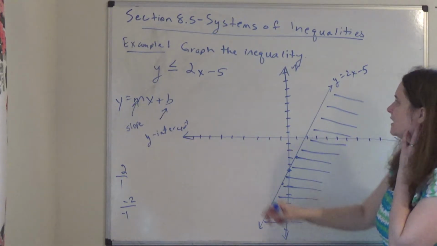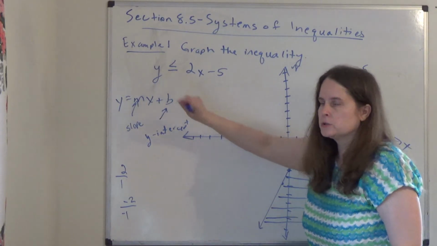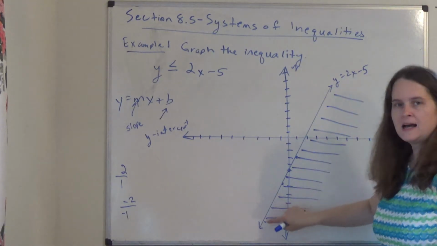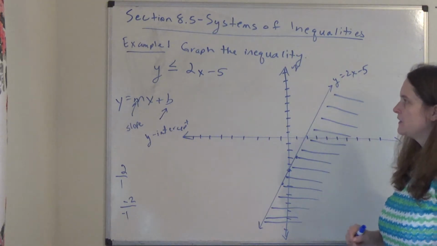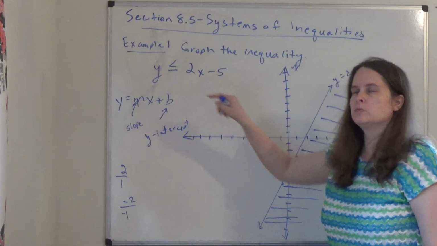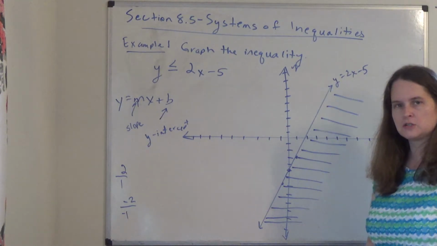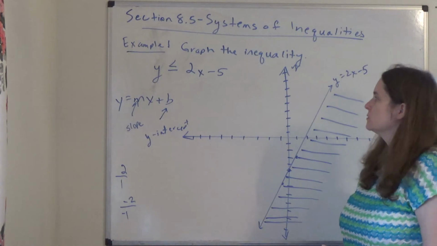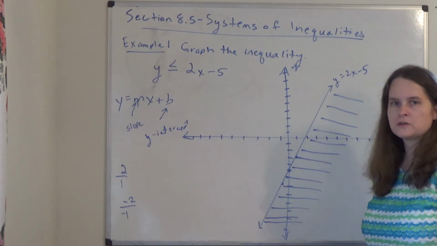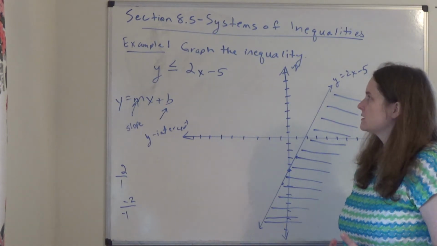Okay? Because this was less than or equal to, we used a solid line when we drew it. If it did not have the equals with it, you would go back and just make it a dotted line to show that the line itself is not part of the actual solution. But this should get you through the first couple of examples in the homework. So that's the first example.